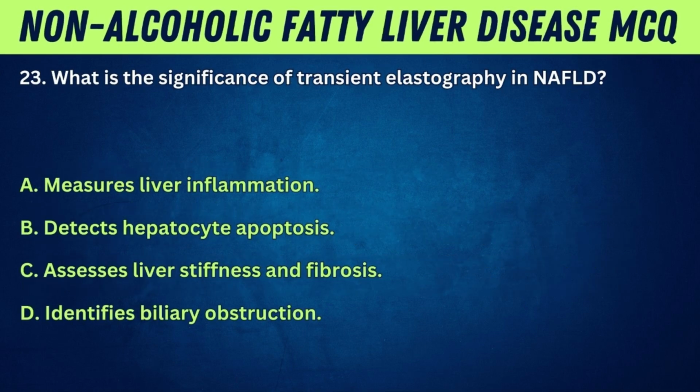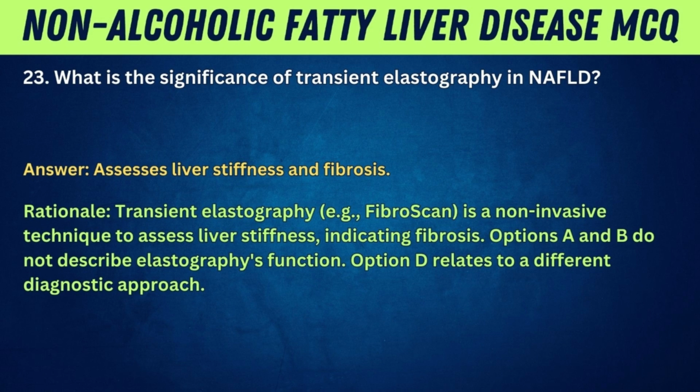23. What is the significance of transient elastography in NAFLD? A. Measures liver inflammation. B. Detects hepatocyte apoptosis. C. Assesses liver stiffness and fibrosis. D. Identifies biliary obstruction. Answer: assesses liver stiffness and fibrosis.